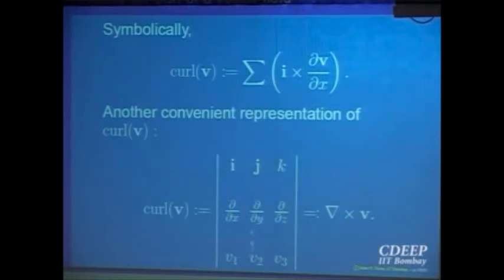Similarly for the second one, minus j times partial derivative of v3 with respect to x minus partial derivative of v1 with respect to z. That will be the second component, and similarly the third one. And that is precisely the curl of the vector field v. So we can write curl of v as, treating del as a vector and v as a vector, the cross product of these two vectors. So curl v is also written as del cross v.